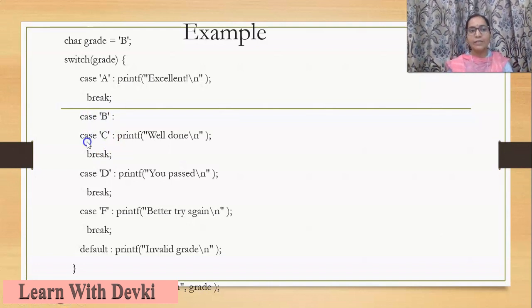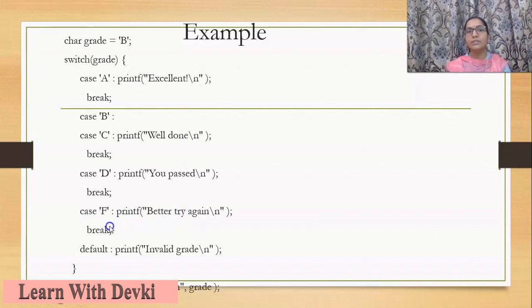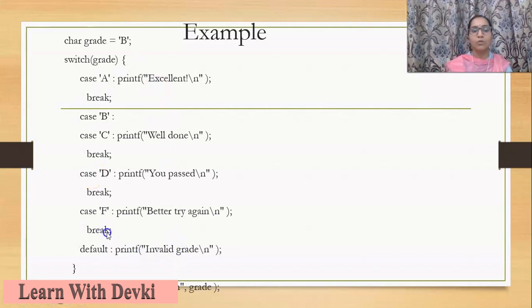Case B, and if the value of grade is B or C, then what will print? Well done. Then it will break. Then if the value is D, print You passed, and break. And if the value is F, then print Better try again, meaning you have failed. Break statement. If the user enters any value in grade other than A, B, C, D and F, meaning E or any other character or any other keyboard key, then default will be executed. Invalid grade will print, because grades are only this list of values: A, B, C, D and F. So this is an example of grade.